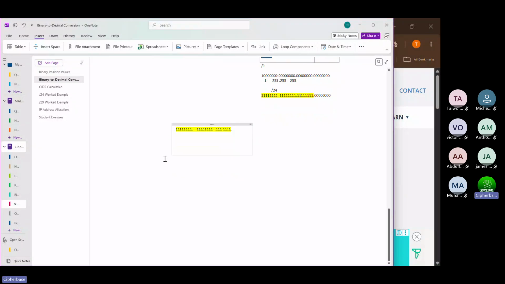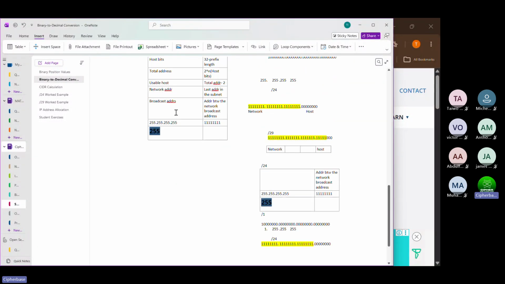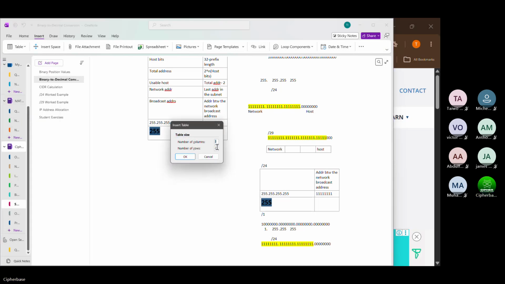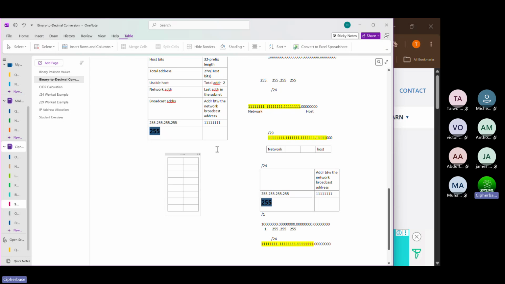Now I want to do something that we will understand better. I don't know if I can see draw. Okay, table. Sorry. That's 2, and that's 8. So here, I want to call it bit position.